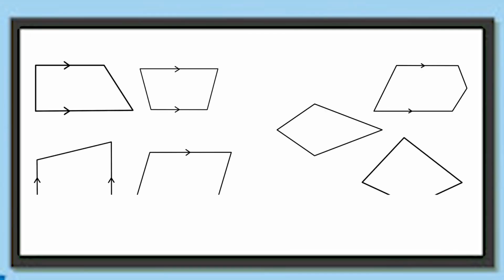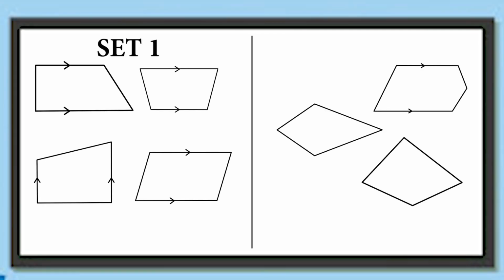Look at the two sets of figures. Is there a difference between the two sets? Yes, you are right. All the quadrilaterals in set 1 have one pair of opposite sides which are parallel and the other pair of opposite sides are not parallel, whereas in set 2, this condition does not hold good.